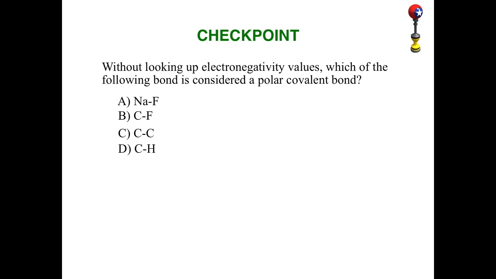Yay, checkpoint! Without looking up the electronegativity values, which of the following bonds is considered a polar covalent bond? So let's do process of elimination. You want polar covalent. Polar covalent means that they have a large enough difference in electronegativity values. So you can cancel out sodium and fluorine because one's a metal, one is a nonmetal, so that's actually ionic. So now we have carbon-fluorine, carbon-carbon, carbon-hydrogen. You can now cancel out C because carbon and carbon are identical to each other. And then lastly, you can cancel out D. Carbon and hydrogen have an electronegativity difference of 0.4, so that's going to be nonpolar covalent. So your last answer is going to be B, CF.